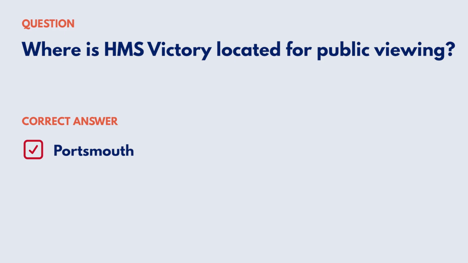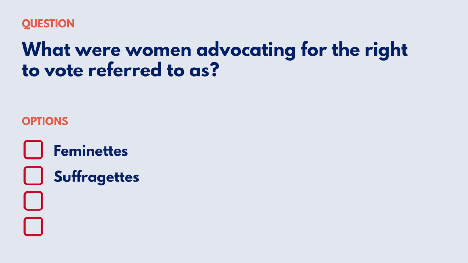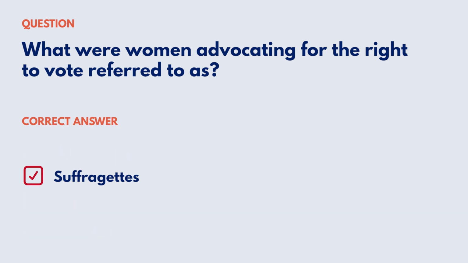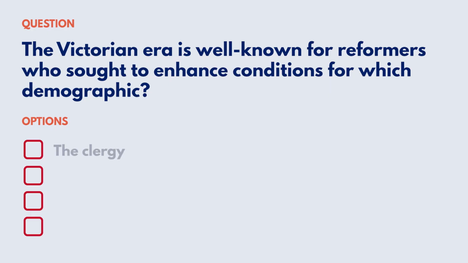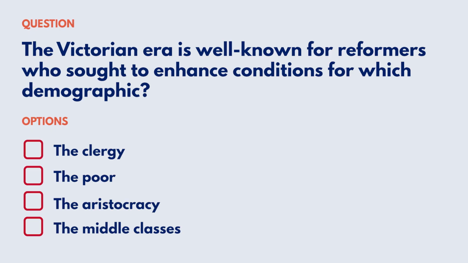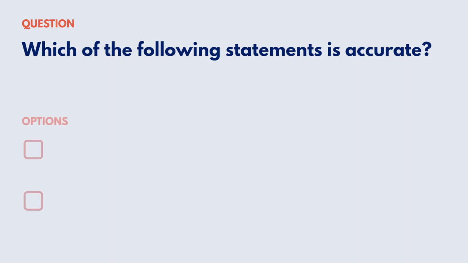Correct answer, Portsmouth. What were women advocating for the right to vote referred to as? Feminettes, suffragettes, votettes, Democrats. Correct answer, suffragettes. The Victorian era is well known for reformers who sought to enhance conditions for which demographic? The clergy, the poor, the aristocracy, the middle classes. Correct answer, the poor.